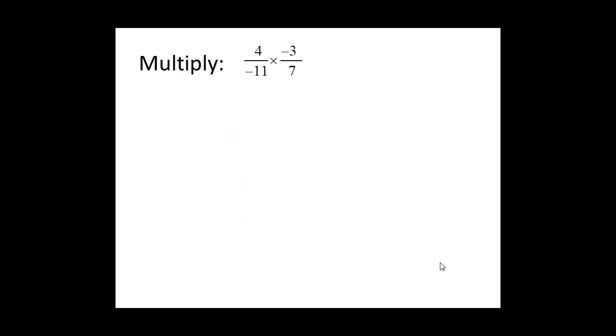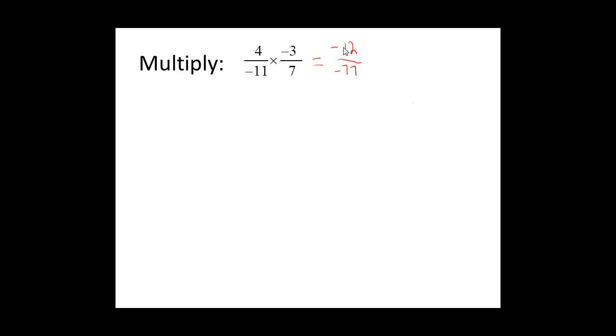Multiply 4 over negative 11 times negative 3 over 7. We will multiply these fractions by multiplying the numerators together. 4 times negative 3 is negative 12. Negative 11 times 7 is equal to negative 77.